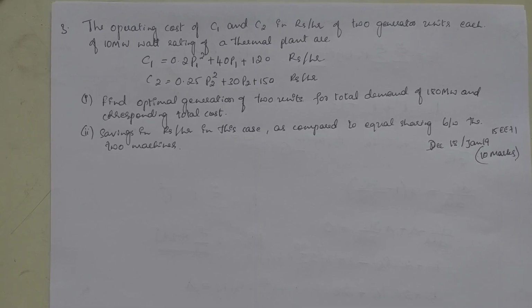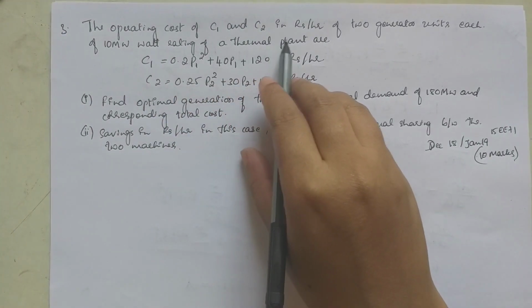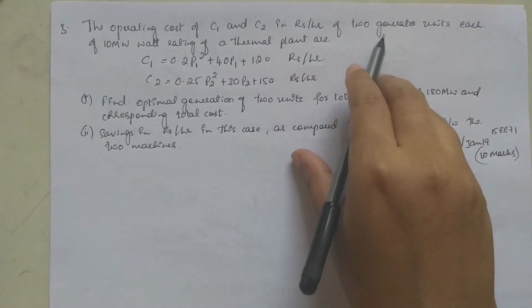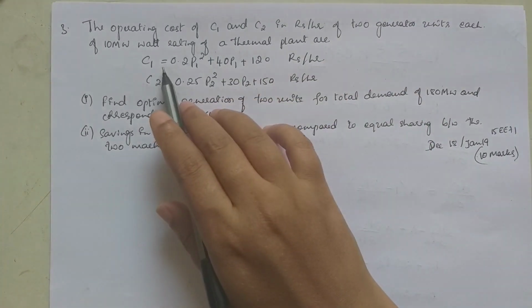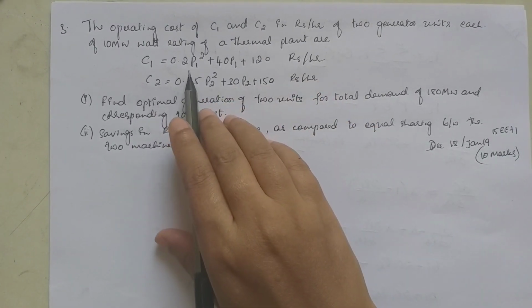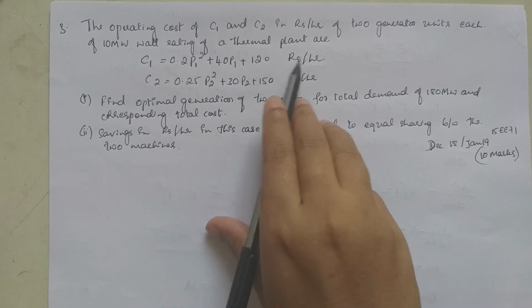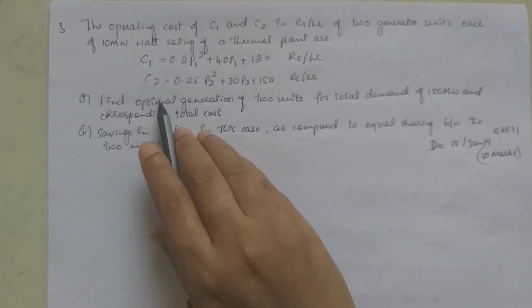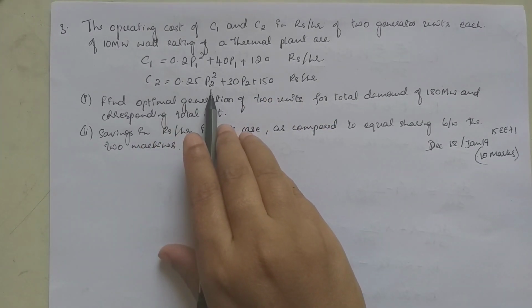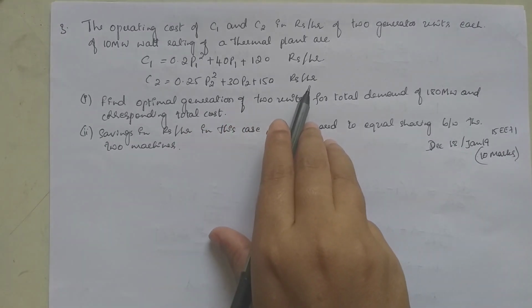Hello students, this is the next problem under optimal operation of the generators. The operating costs C1 and C2 are in rupees per hour of two generator units, each of 10 megawatt rating of a thermal power plant. C1 is equal to 0.2 P1 square plus 40 P1 plus 120, the unit is rupees per hour. C2 is equal to 0.25 P2 square plus 30 P2 plus 150, the unit is rupees per hour.